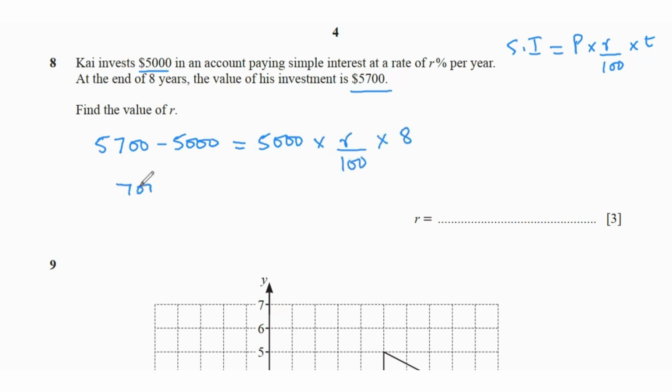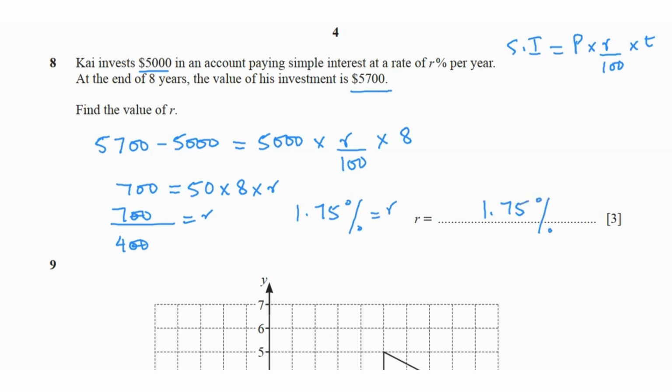So that's 700 equals 50 times 8 times r. 700 divided by 400. So cancel out the zeros. 7 divided by 4 is basically 1.75%. That is your rate of interest.